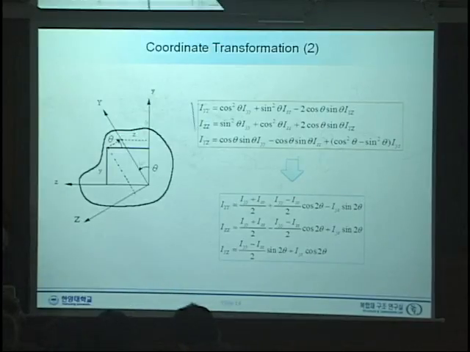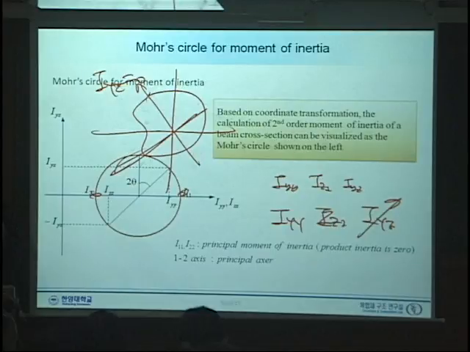And again, this relation is exactly the same as the stress or strain transformation, and so we can use the Mohr circle to calculate I_YY, I_ZZ, and I_YZ. It's like sigma XX, sigma YY, sigma XY. So from here we can calculate, and again, the principal axis is also important.